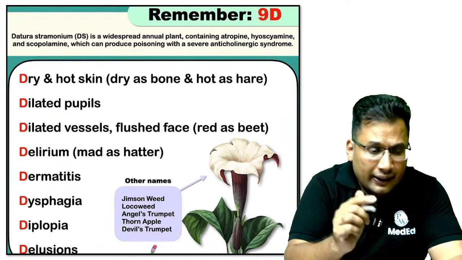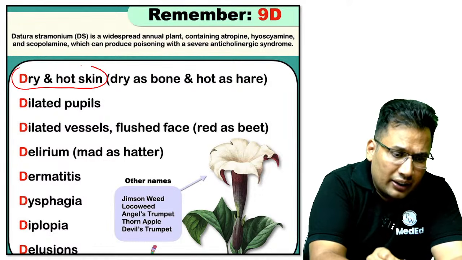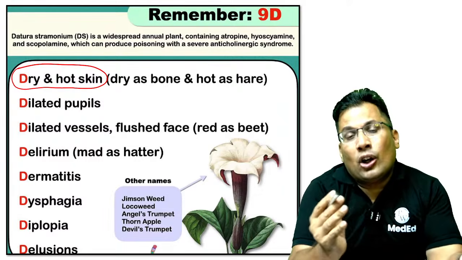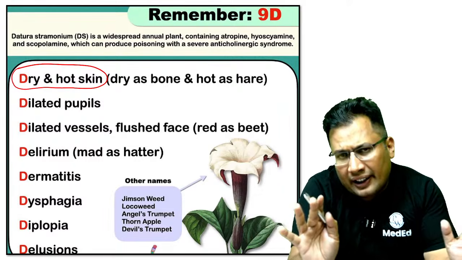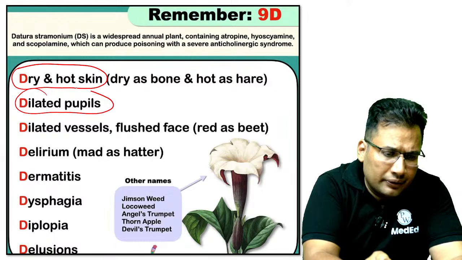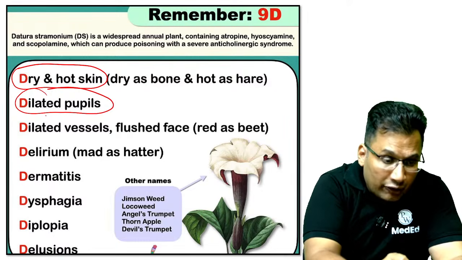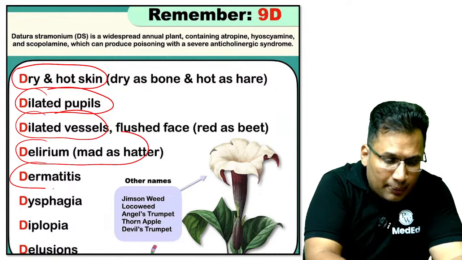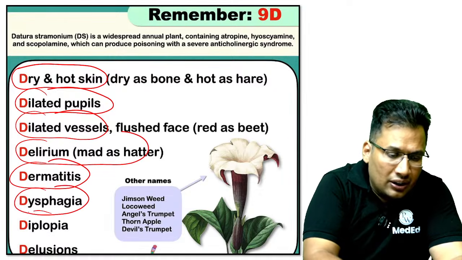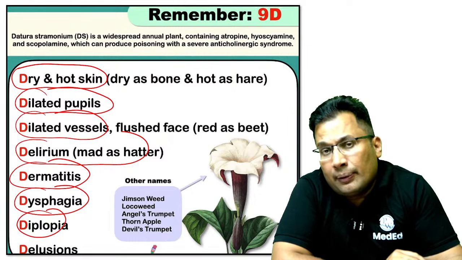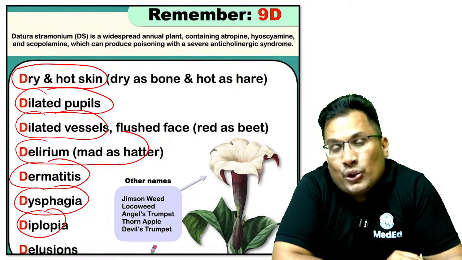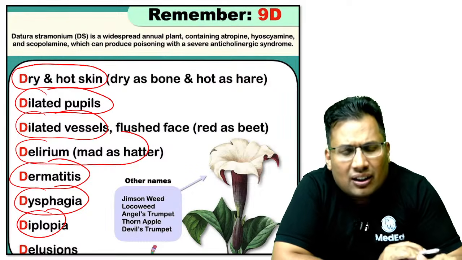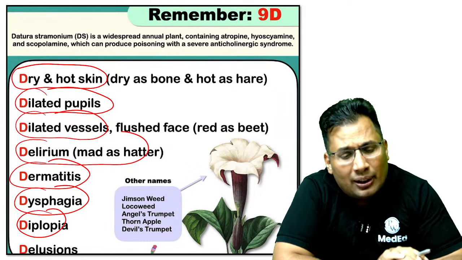What are the 9D? D for dry hot skin. Dry hot skin, totally dry. Dilated pupil. D for dilated vessels. Delirium. Dermatitis. Dysphagia. Diplopia. Delusions. What type of delusion? Like muttering delirium, carphologia and all are commonly seen. You have to remember. There is a very interesting mnemonic.